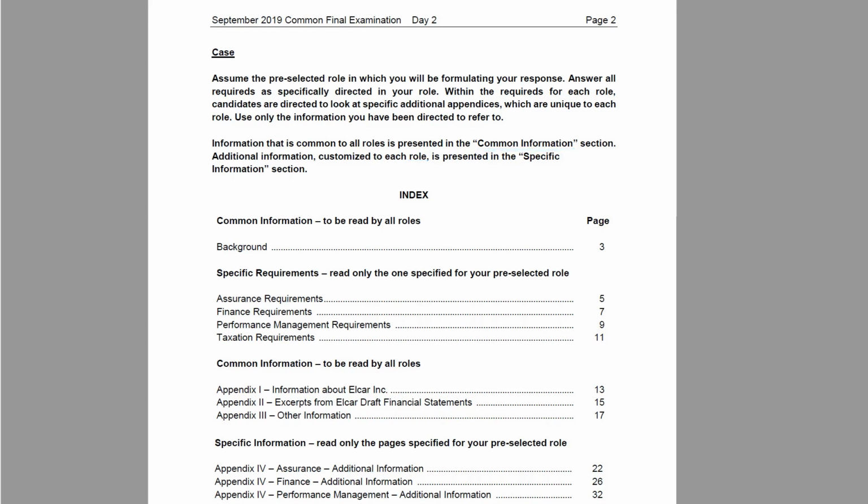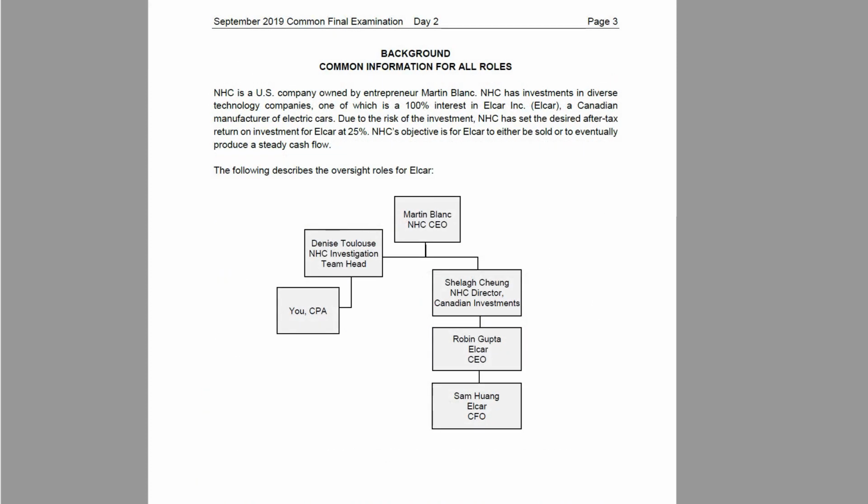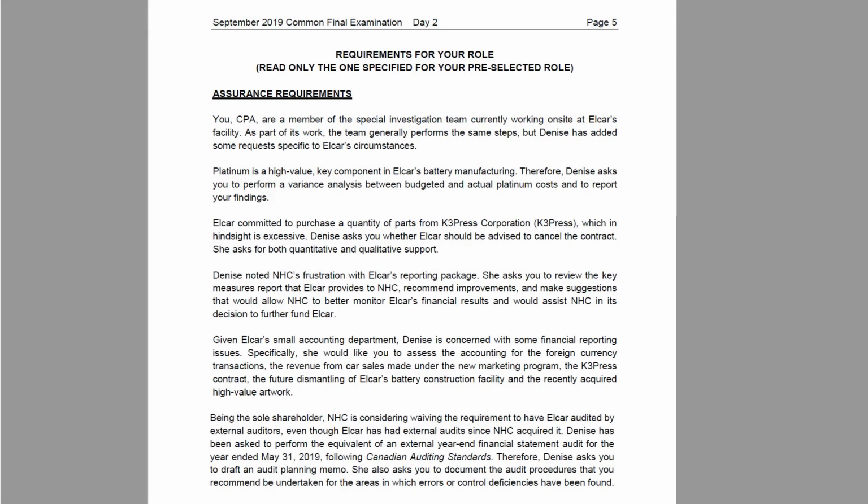The index here shows which appendix refers to which component. For example, appendices 1 to 3 are for common, while appendix 4 is for the role. The case then begins with background information and then the requirements for your role.